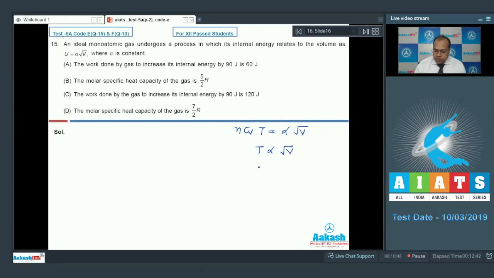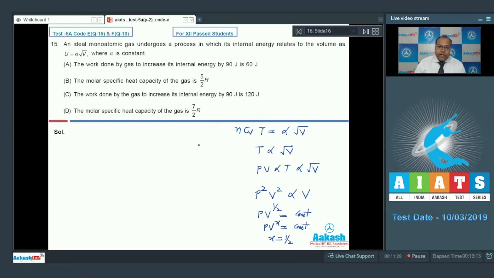From the ideal gas equation, we know that PV is proportional to T and it is proportional to under root V. Or if I square this, I can say that P square into V square is proportional to V, or P into V raised to the power half is equal to constant. So if I compare with the polytropic process, PV to the power x is equal to constant, then the value of x comes out to be half.